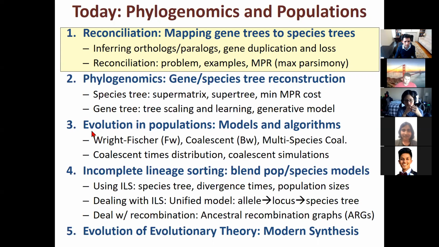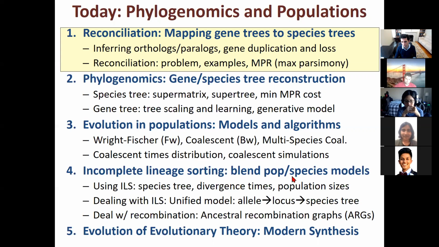Then we're going to be looking at evolution in populations, basically models for population level evolution and algorithms. We're going to look at the Wright-Fisher model, which is moving forward in time, and then the coalescent model, which is moving backward in time, and then multi-species coalescence. And then we're going to study coalescent times distributions and coalescent simulations that can be inferred using these models. And then we're going to talk about incomplete lineage sorting.